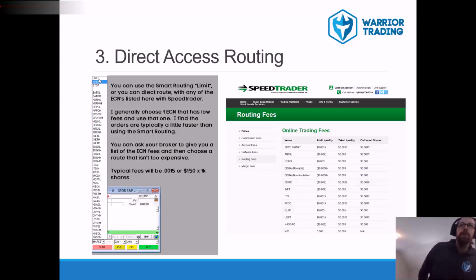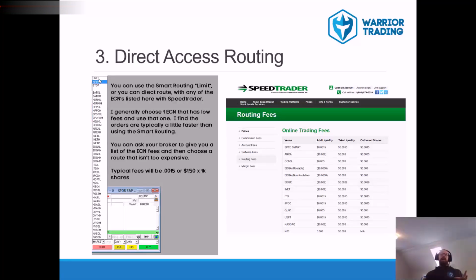All right. Now, to do direct access routing, you have to pay a fee. Think of that fee as the toll. This is like a toll booth, right? You're going over a bridge and you've got the toll. So the fees are typically 0.0015. So that's a 15th of a penny. So it's $1.50 for every 1,000 shares. It's not a very big toll, but it's a toll that you'll have to pay.